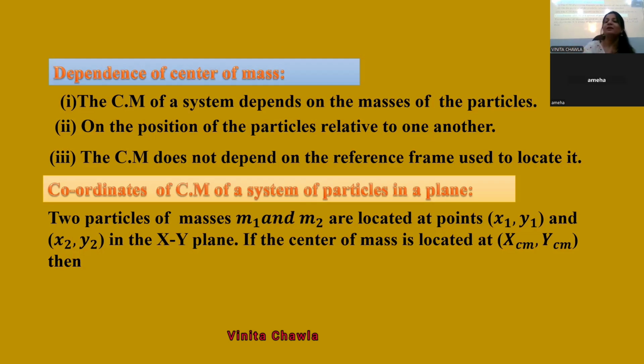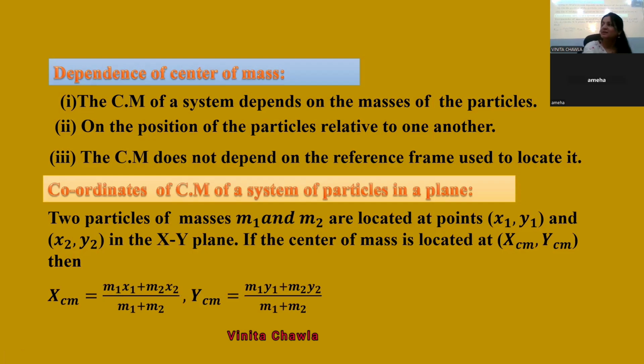ठीक है? तो m1 is at x1, y1, m2 is at x2, y2, and location of center of mass is xcm, ycm. Then we can write xcm as this, m1 x1 plus m2 x2 upon m1 plus m2, and ycm as m1 y1 plus m2 y2 upon m1 plus m2. This is how we can write.